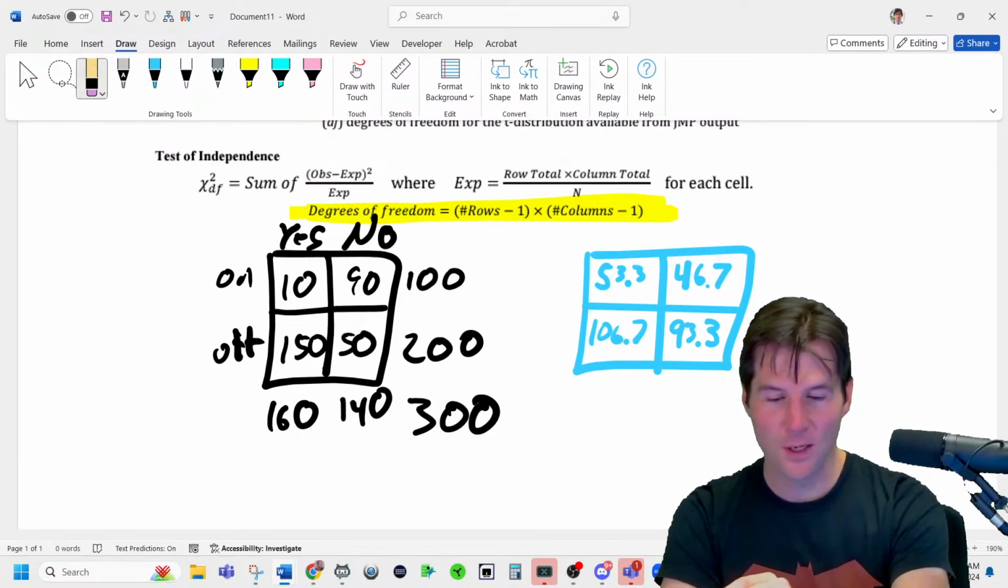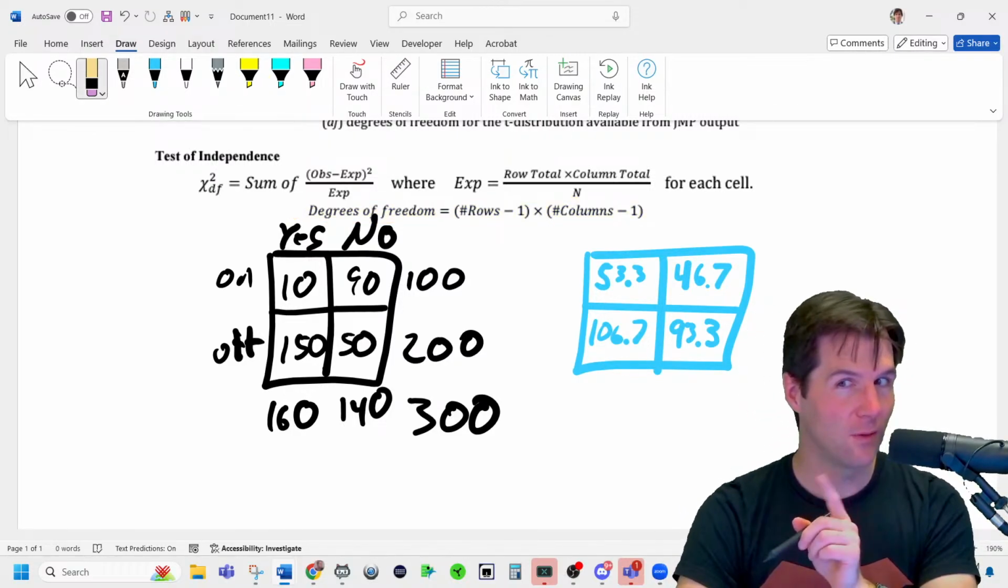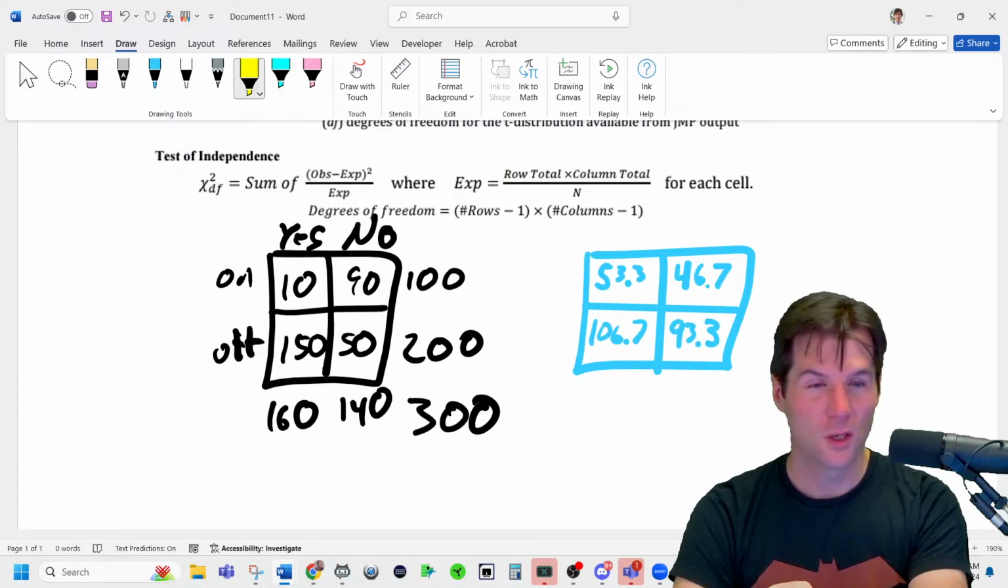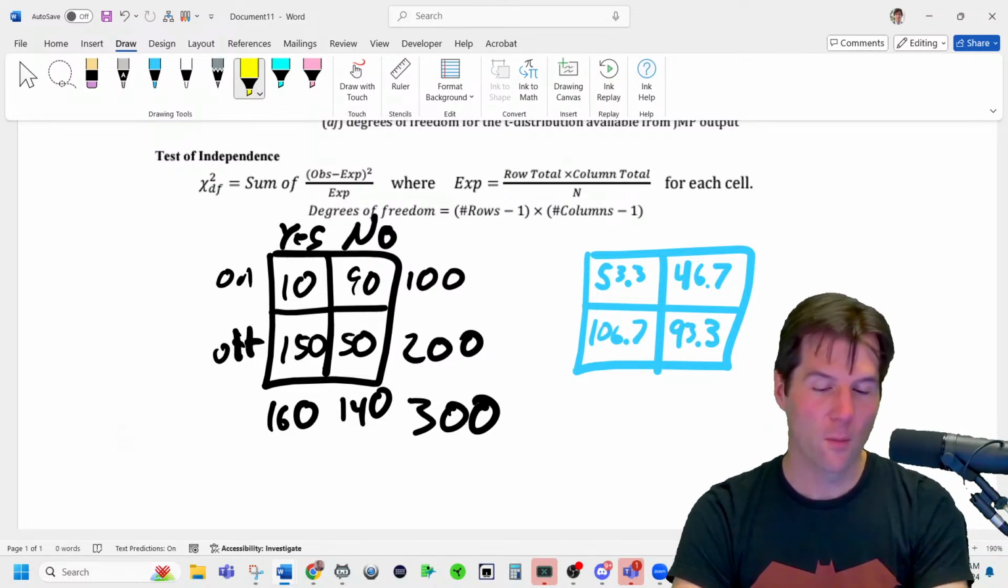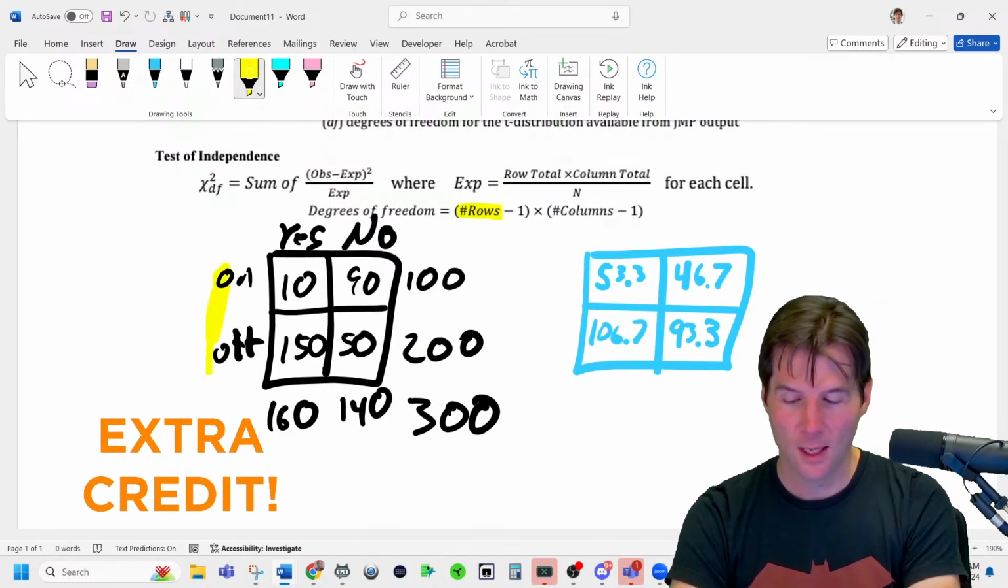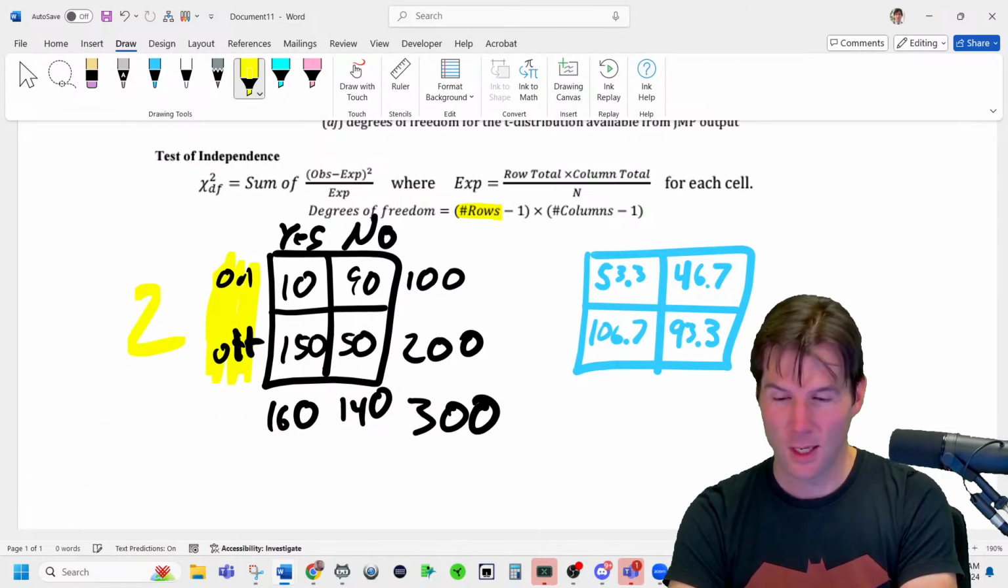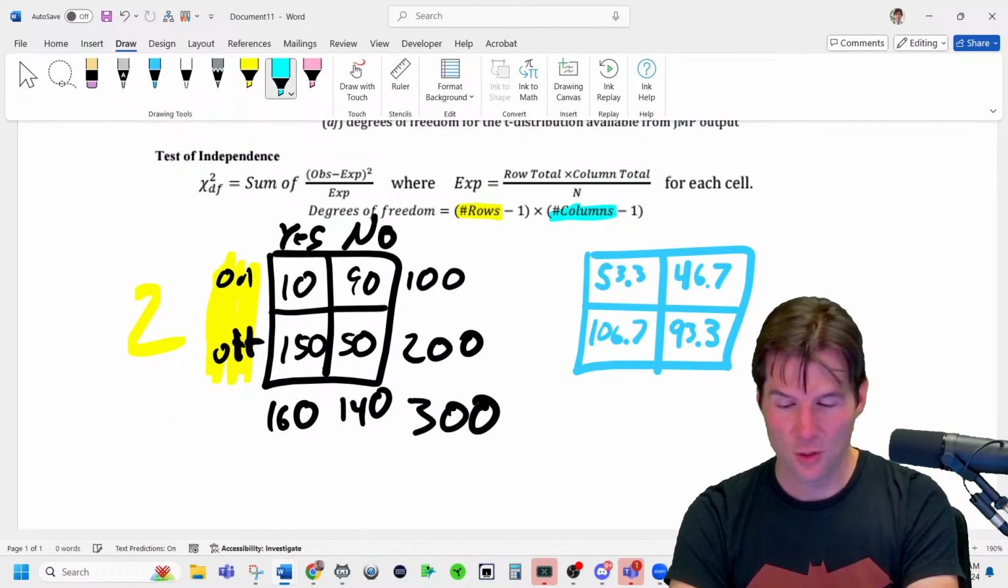So for the degrees of freedom, we have to look at the dimensions of the table. So it is 1. Noel, great job right there. We look at how many rows there are, and there are 2 rows. We look at how many columns there are, and there are 2 columns.